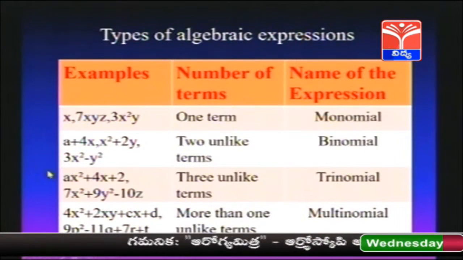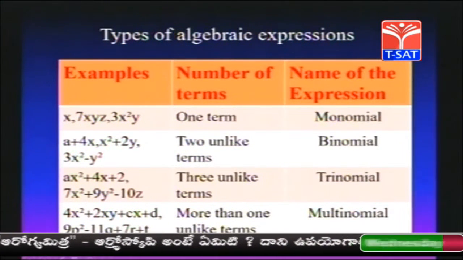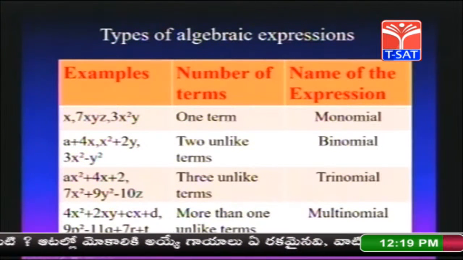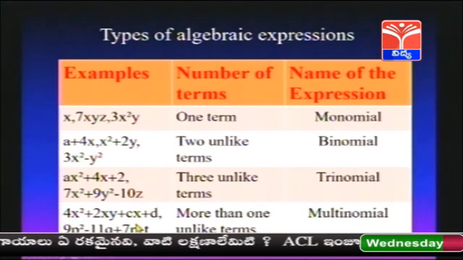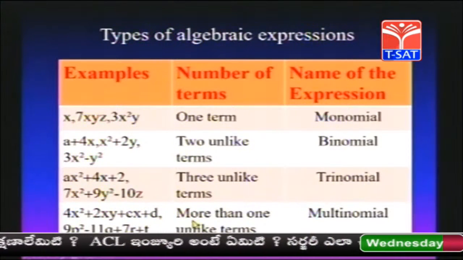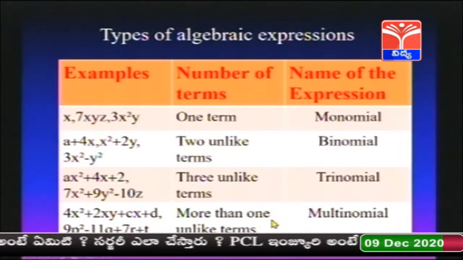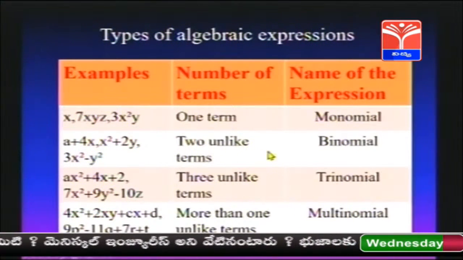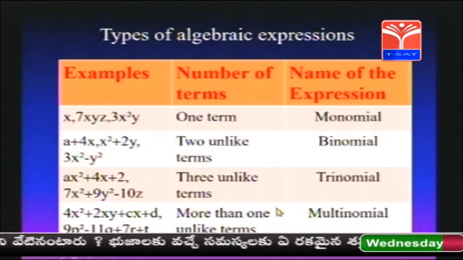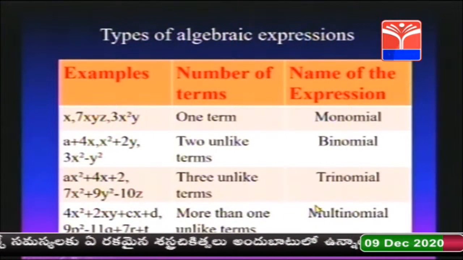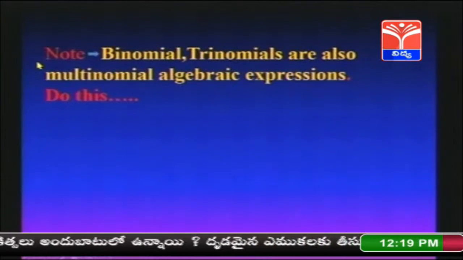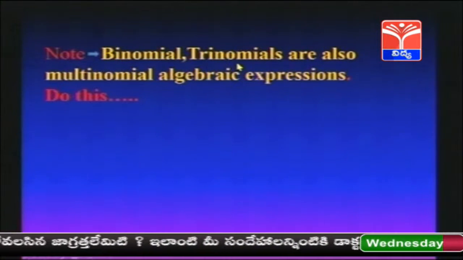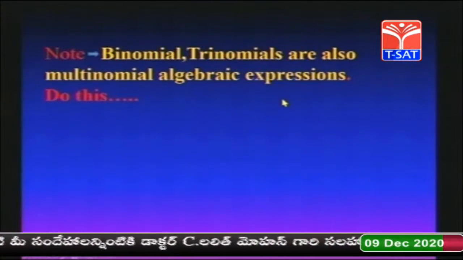4x square plus 2xy plus cx plus d, and one more is 9p square minus 11q plus 7r plus t. In these two expressions you have more than three unlike terms, so it is called a multinomial. So one term, monomial; two unlike terms, binomial; three unlike terms, trinomial; more than one unlike term, multinomial. And a small note, children, please observe carefully: binomials and trinomials are also multinomial algebraic expressions.